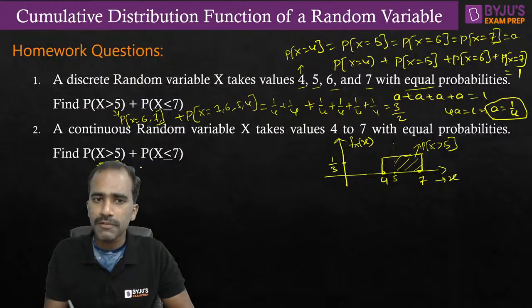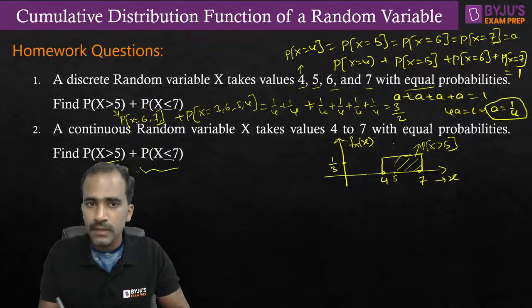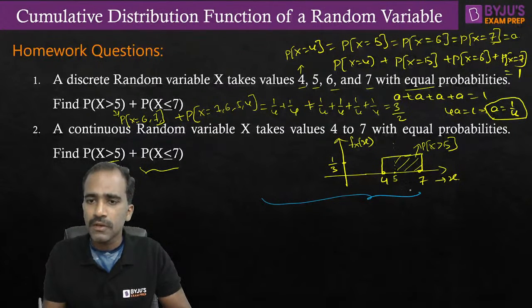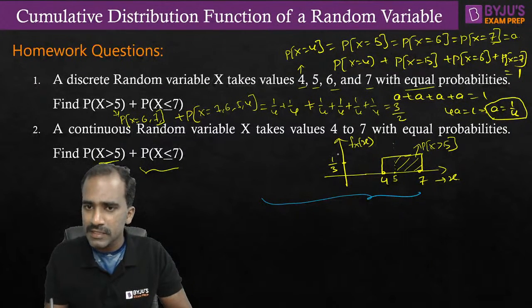Next, how about P of x less than or equal to 7? Let me take a different color. Probability of x less than or equal to 7 means we are interested in all the values of x from minus infinity to 7. All these values we are interested in. So to find the probability of all the values of x from minus infinity to 7, find the area of the PDF graph from minus infinity to 7.